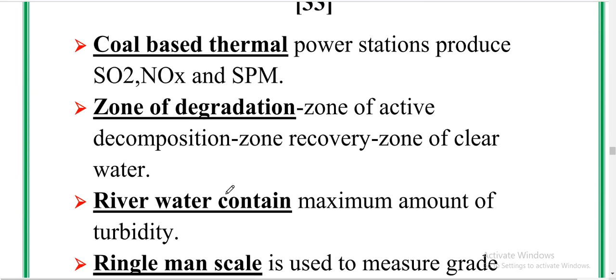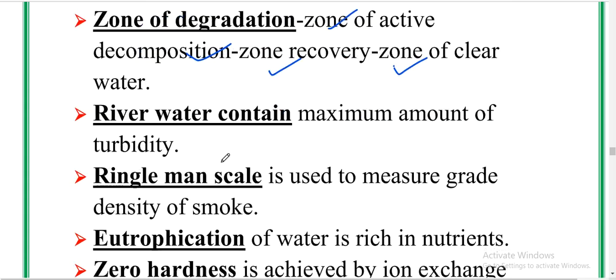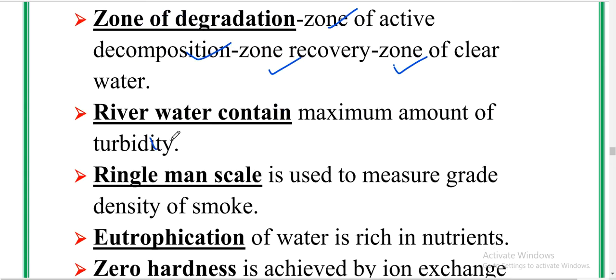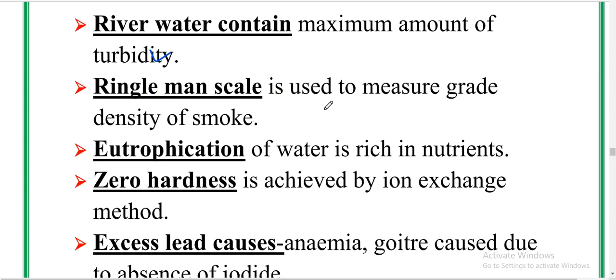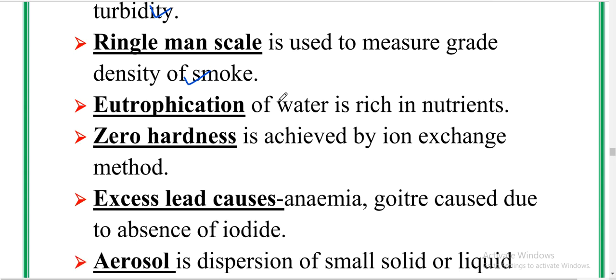Coal-based thermal power stations produce sulfur dioxide, nitrous oxide, and SPM. Remember the zones of degradation: first the zone of active decomposition, then zone of recovery, then zone of clear waters. River water contains maximum amount of turbidity. Ringelmann scale is used to measure the density of the smoke. Eutrophication of water is rich in nutrients.